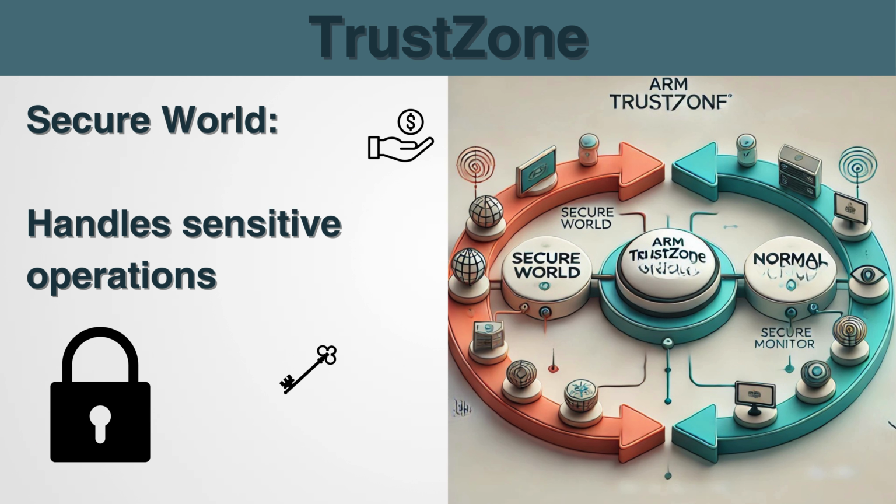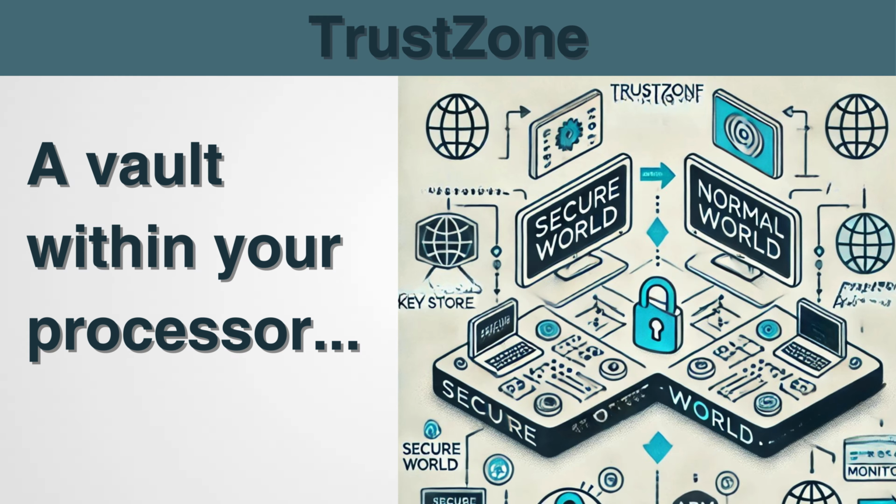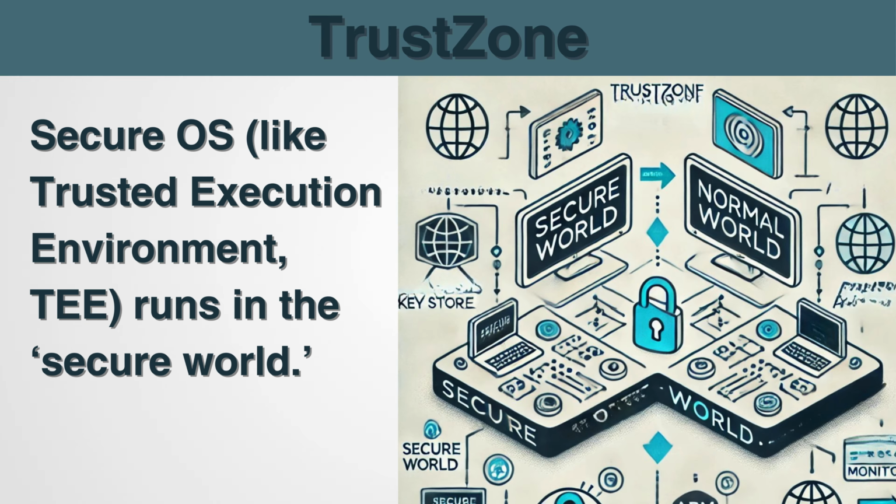In the secure world, it handles sensitive operations like cryptographic keys, digital rights management (DRM), secure boot processes, and payment systems. Think of this as a vault within your processor. Only trusted applications and code are allowed to operate here. And a secure OS, like a Trusted Execution Environment (TEE), runs here.